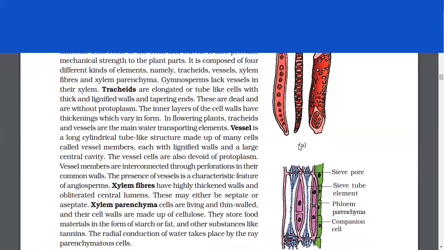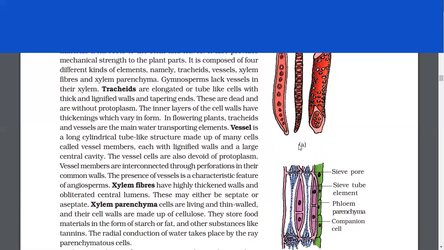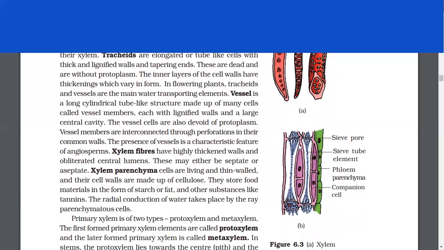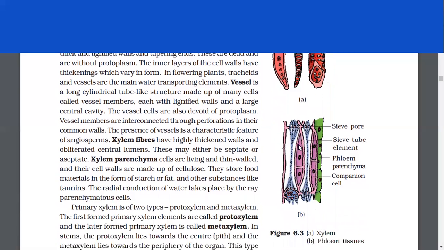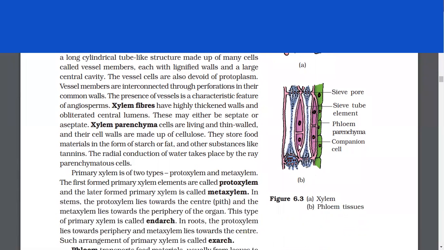Vessel is a long cylindrical tube-like structure made up of many cells called vessel members, each with lignified walls and a large central cavity. The vessel cells are also devoid of protoplasm. Vessel members are interconnected through perforations in their common walls. The presence of vessels is a characteristic feature of angiosperms. Xylem fibers have highly thickened walls and obliterated central lumens. These may be either septate or aseptate.